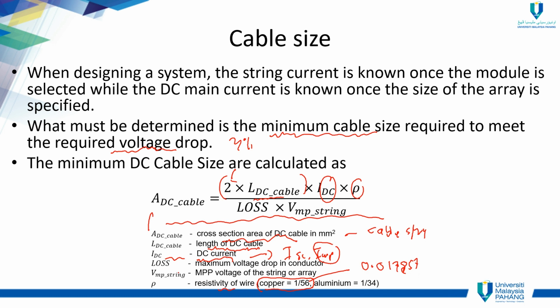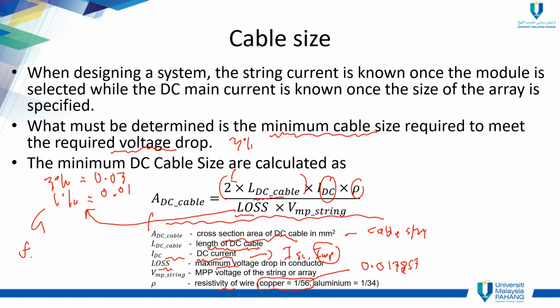Next character is the loss. What is the loss? Maximum voltage drop in conductor. This value is the voltage drop given in the question, or if it's not given, the maximum allowable, which is the 3%. Which means the loss value is exactly the percent of the voltage drop. If 3%, then 0.03. If 1%, then the value is 0.01. Okay? It's not like the before.